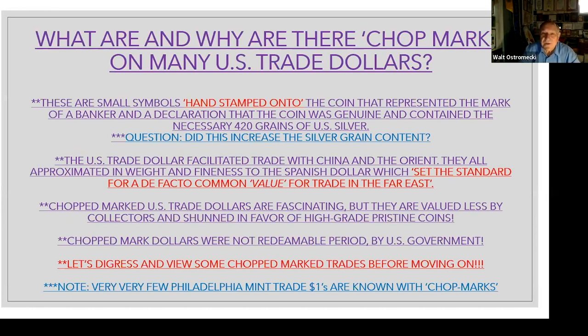There are small symbols hand-stamped onto the coins, and they're raised. If the coin happens to be stamped on the front, it's raised. If you look on the back, it almost looks like it's incused or cut into the design. That represents the mark of a banker and a declaration that the coin was genuine and contained the necessary 420 grains of U.S. silver. My question that I pose for an audience when I ask about people that collect trade dollars: did this stamped-on mark increase the silver grain content?